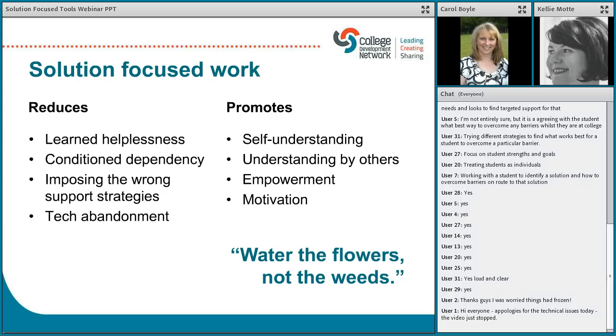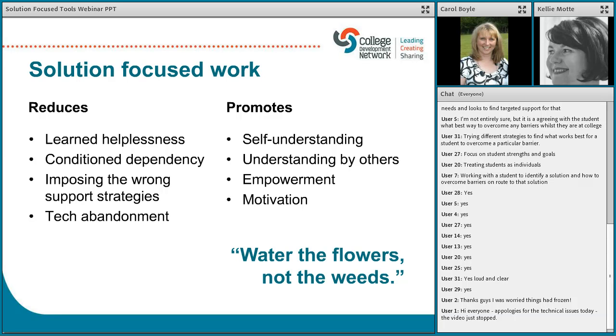It also reduces the likelihood of imposing the wrong support strategies. There might be a strategy that you think, oh, that's a really good idea, but it might not be right for that person. And that's where technology abandonment comes in, which, if you've heard me talk before, especially in motivational interviewing, is something I feel really strongly about, because it's such a waste of opportunity and resources to give people stuff that they end up not even using.